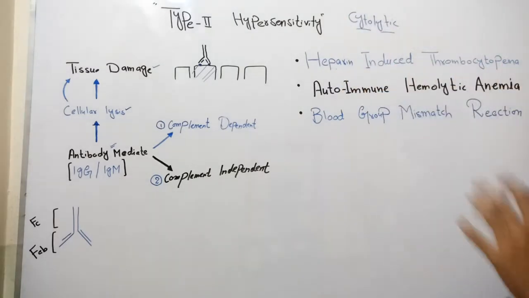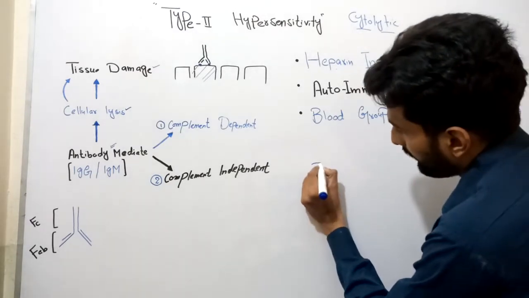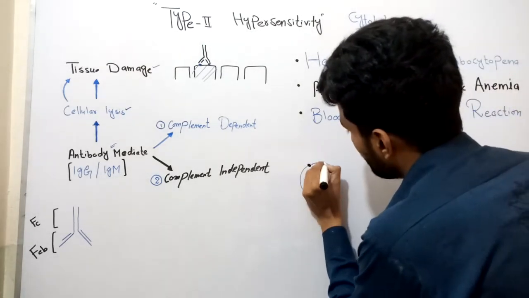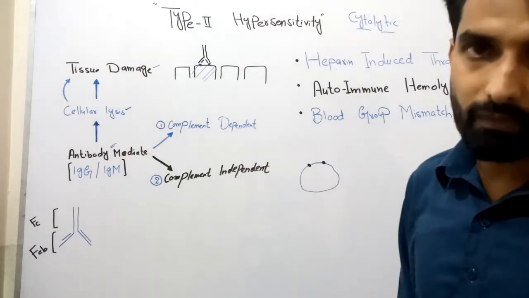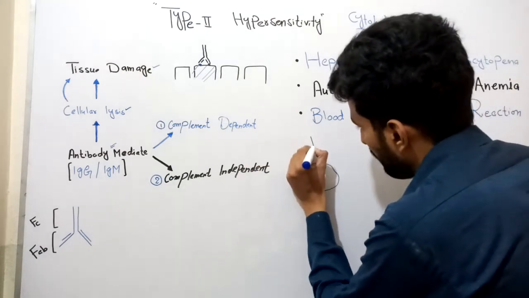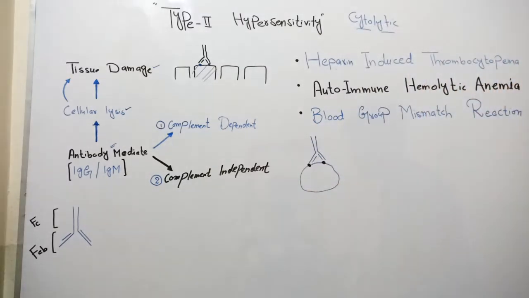Now, if we talk about some examples, heparin induced thrombocytopenia. Heparin is an endogenous molecule. Once it enters our body, it attaches to the platelet surface. Against this antigen, antibodies will be produced by our B cells, and those are IgG and IgM antibodies. They will come and attach on this heparin, the antigen present on the platelet surface.